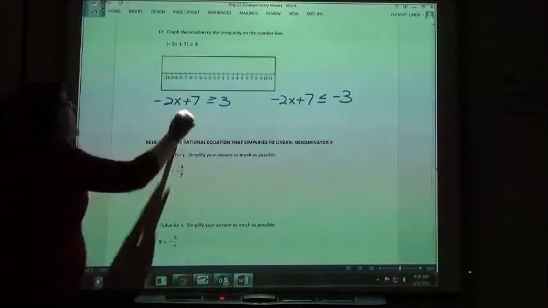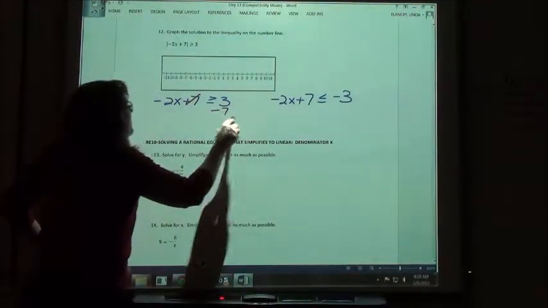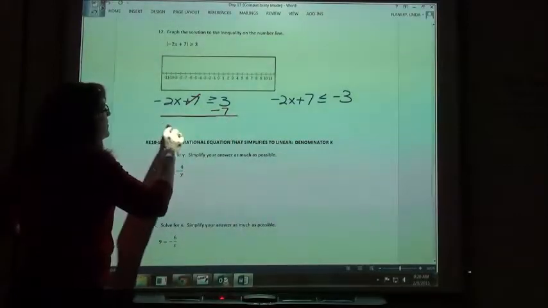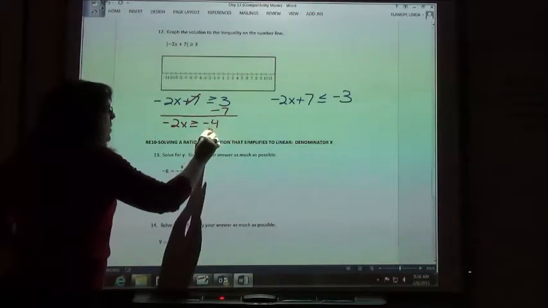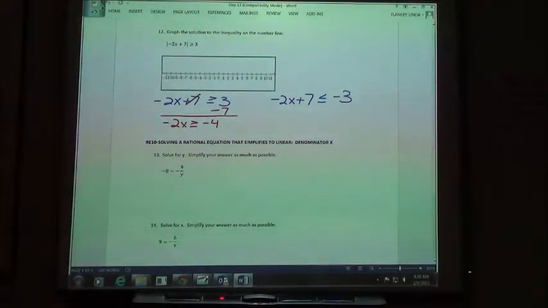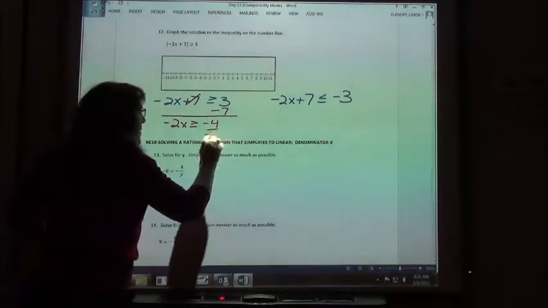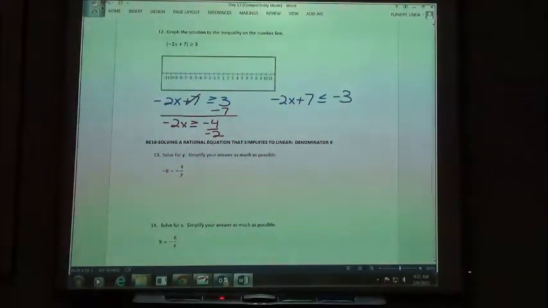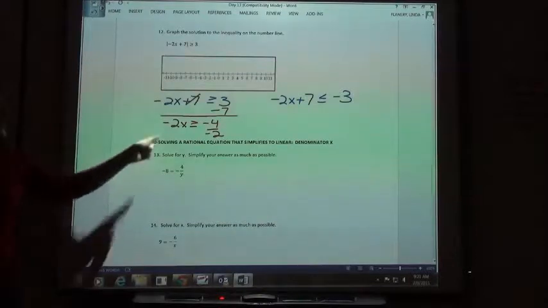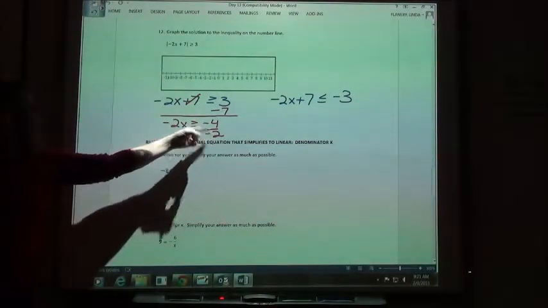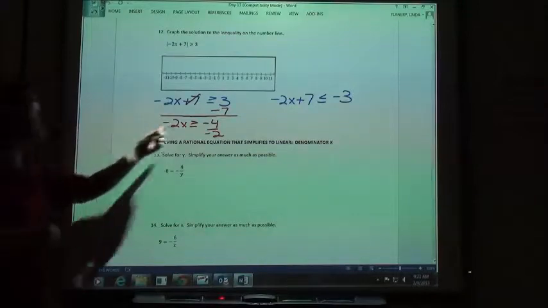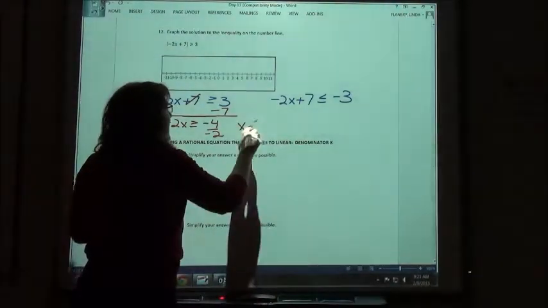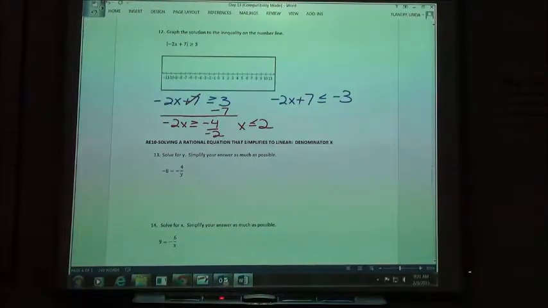So solving this, we'll see if it comes out any better. I'm going to subtract my 7 first. So negative 2x is greater than or equal to negative 4. When I divide by negative 2, what do I have to do? When I'm solving an inequality and I divide by a negative, what do I have to do? It does become positive. What do I do to my inequality sign? I have to switch it around. So x is going to end up being less than or equal to positive 2.